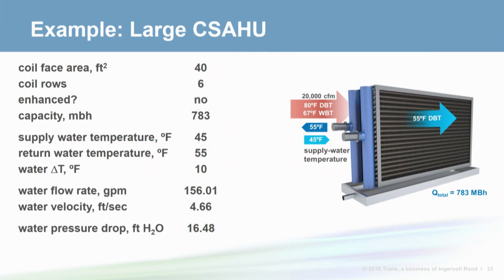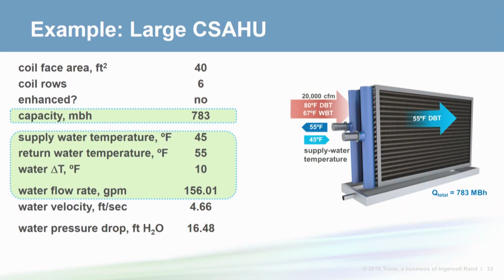Our first example is a large 40 square foot air handler. This 6-row coil was originally selected to deliver 783 MBH. The entering water temperature is 45 degrees and 156 GPM is required. The water leaves the coil at 55 degrees, giving a water temperature rise of 10 degrees.